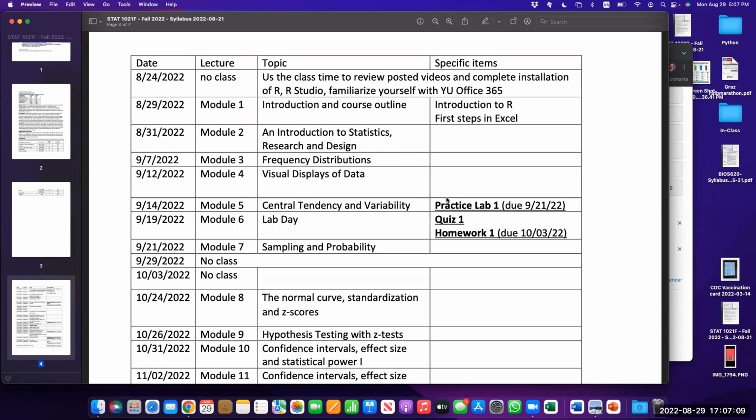Frequency distribution, we're talking about visual displays. You need to make sense out of this data, not only in numbers, you also need graphs. And this is what we will cover in module 4.